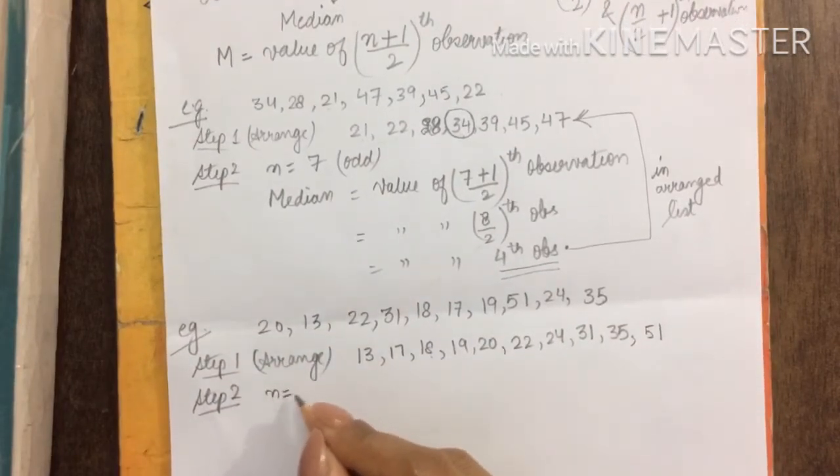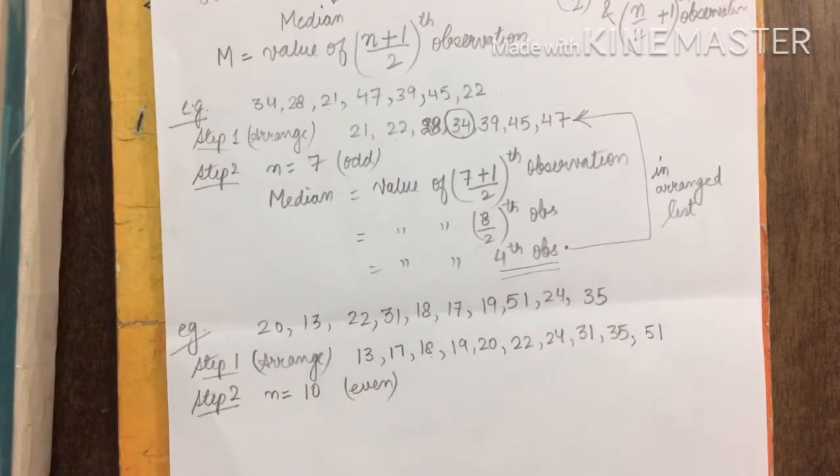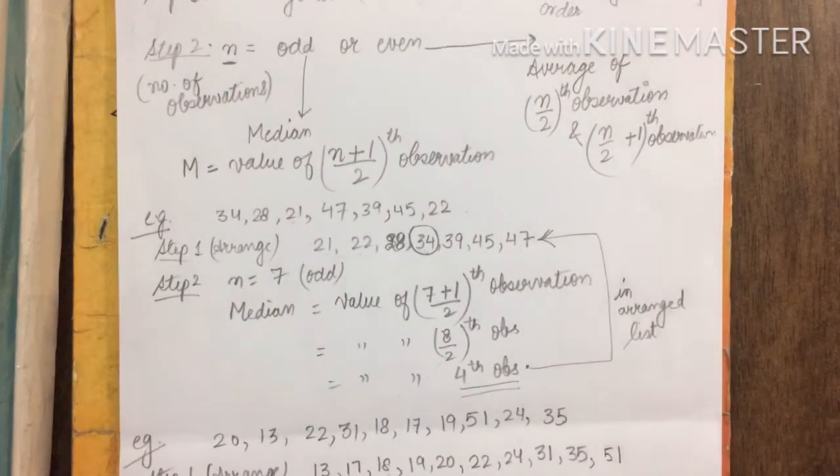So n, which is 10, is even. What I want to do is pick the middlemost observation. Now if I want to divide 10 observations into 2 groups, I will not have any middle value. There will be 2 groups of 5 observations each. There won't be any middle observation. So what I want to do is pick the middle 2 observations and find the average.